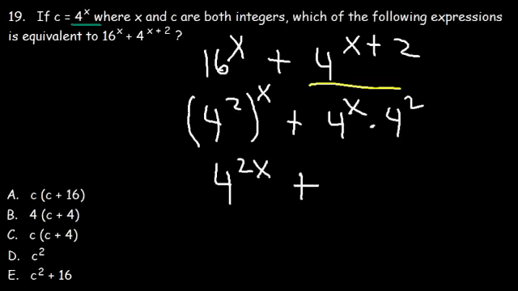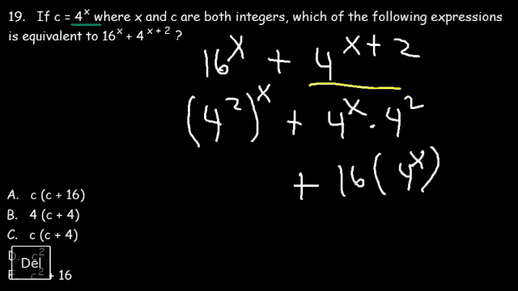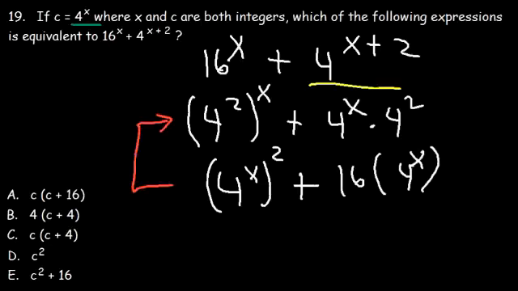And 4 squared is 16, so what we have is 16 times 4 to the x. Now, instead of writing this as 4 to the 2x, I want to write it as 4 raised to the x squared. Notice that these two expressions are equivalent. 2 times x is the same as x times 2. So 4 squared raised to the x is the same as 4 raised to the x squared.